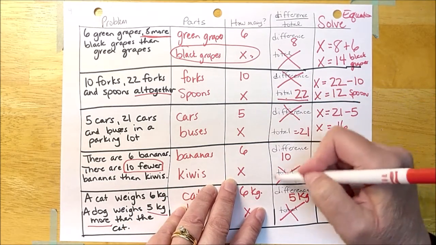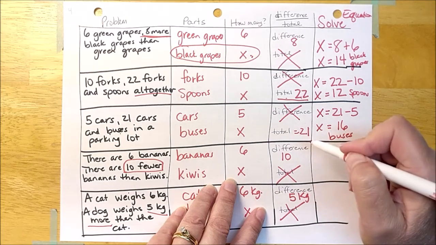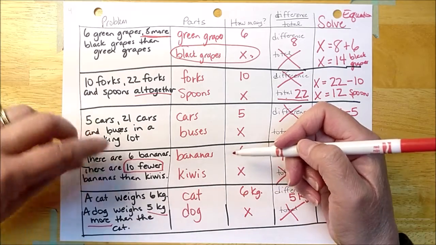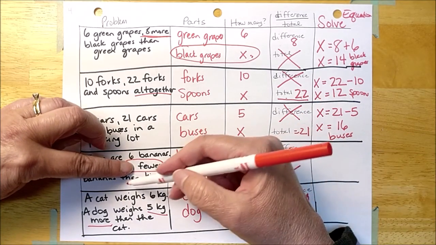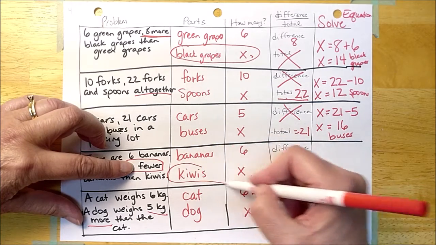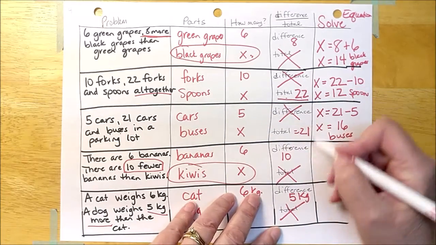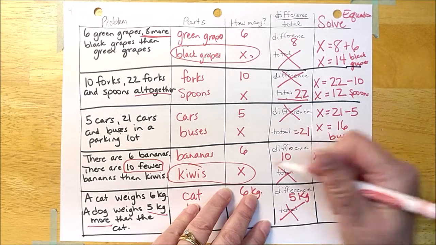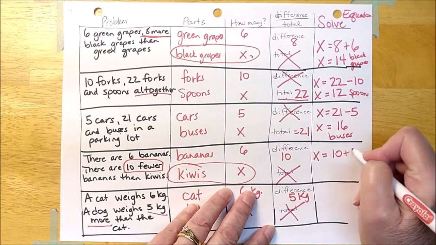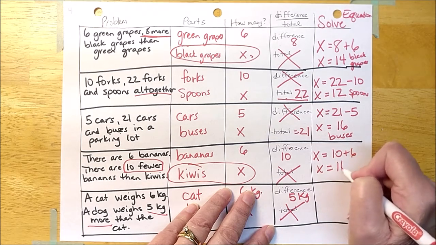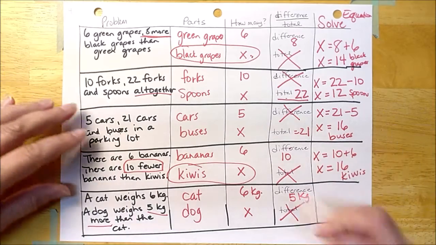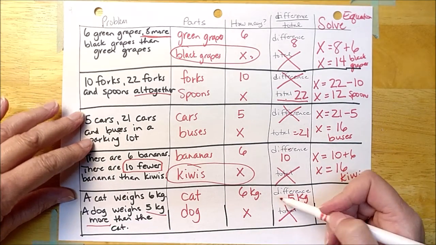Here I don't know the total, I know the difference. Now I'm going to figure out which one of these 2 is bigger. It says I have fewer bananas than kiwis. So fewer bananas, so kiwis is my large number. So I need to know how many kiwis. This is my large number, so I'm going to have to add those 2 together in order to figure out my large number. So I have 16 kiwis.